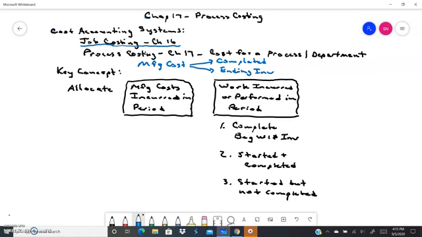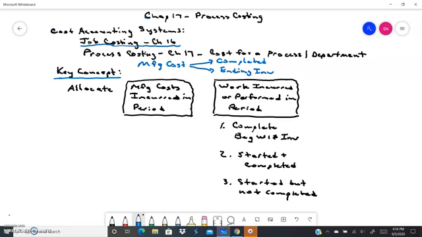And that's again what we did in chapter 16. The completed jobs were, of course, when they're 100% completed, transferred out. If they're not completed, they stay in ending inventory. So that was pretty simple. In process costing, it's a little bit different, and so we're going to have to use a slightly different technique. I think the key concept, though, is still the same and is still fairly simple.